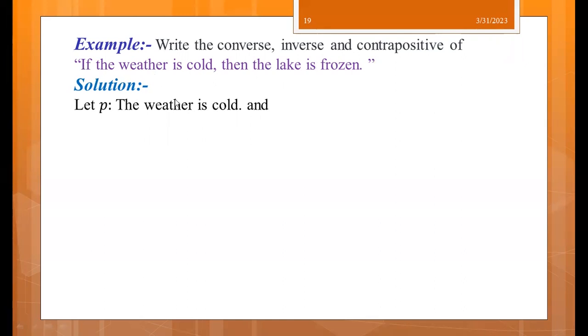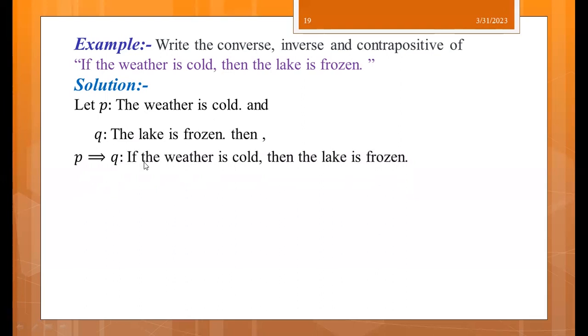Let, for example, P be the if statement, or simply the hypothesis of this logical implication, which is: the weather is cold. Its conclusion can be represented by Q, which is: the lake is frozen. Therefore, the symbolic form of this logical implication is P implies Q, so that if the weather is cold, then the lake is frozen. Easily, we can obtain the converse, inverse, and contrapositive of this statement from this one.